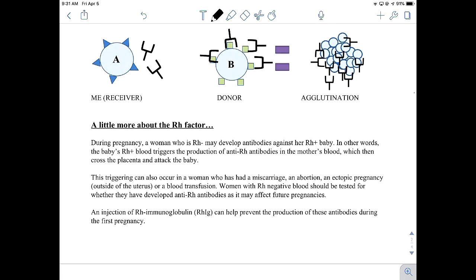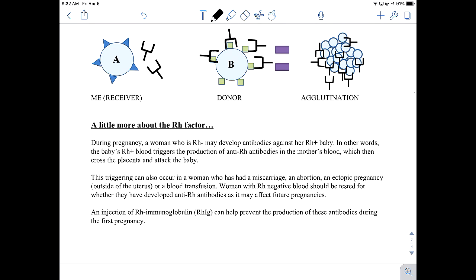Here's a little bit more on Rh. So here you have some nice little reference notes. During pregnancy, a woman who is Rh negative may develop antibodies against her Rh positive baby. In other words, the Rh positive blood triggers the production of anti-Rh antibodies, which then cross the placenta and may attack the baby, particularly if it's the second baby.